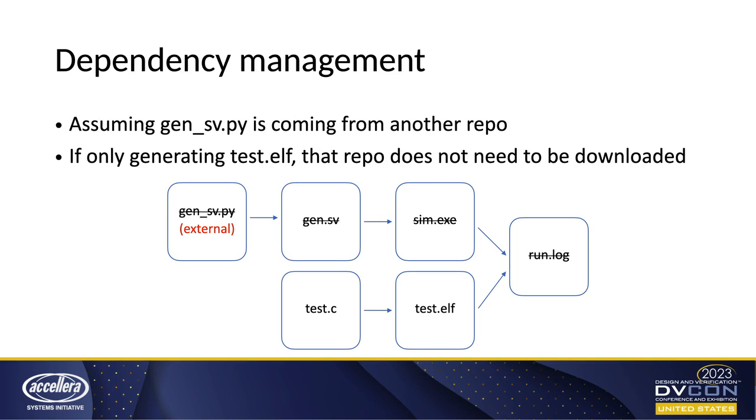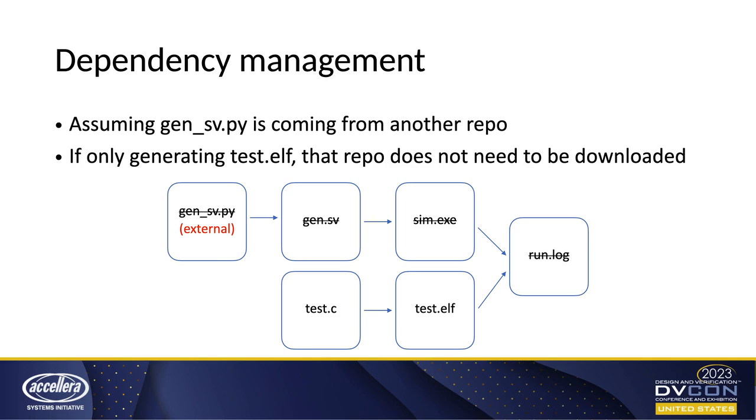Now to the points about Bazel being fast. The first point I had was dependency management. Let's say that gen.sv.py comes from a different repo. And let's say you cloned your repo and you only want to generate test.elf. So in a fresh clone, to generate test.elf, you don't need gen.sv.py.